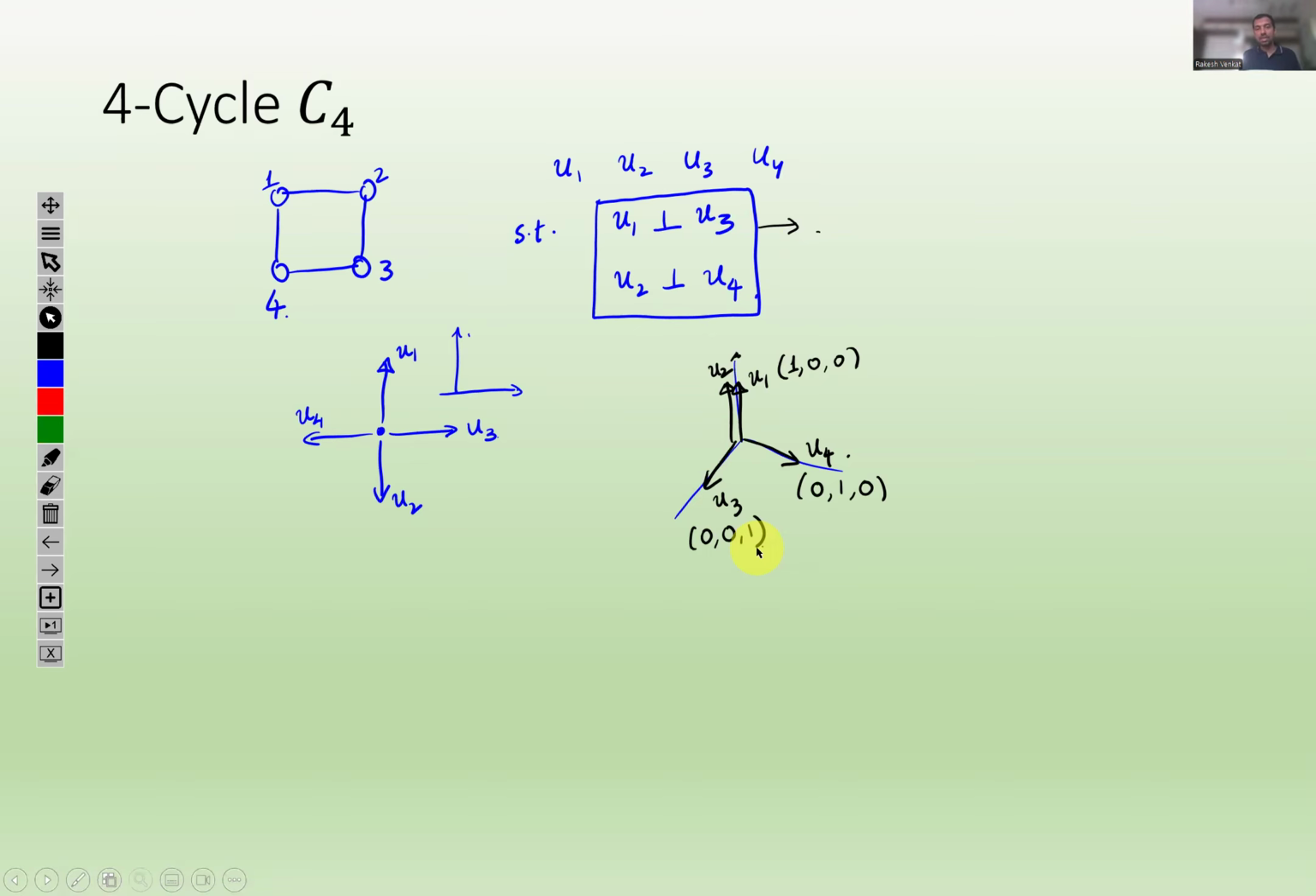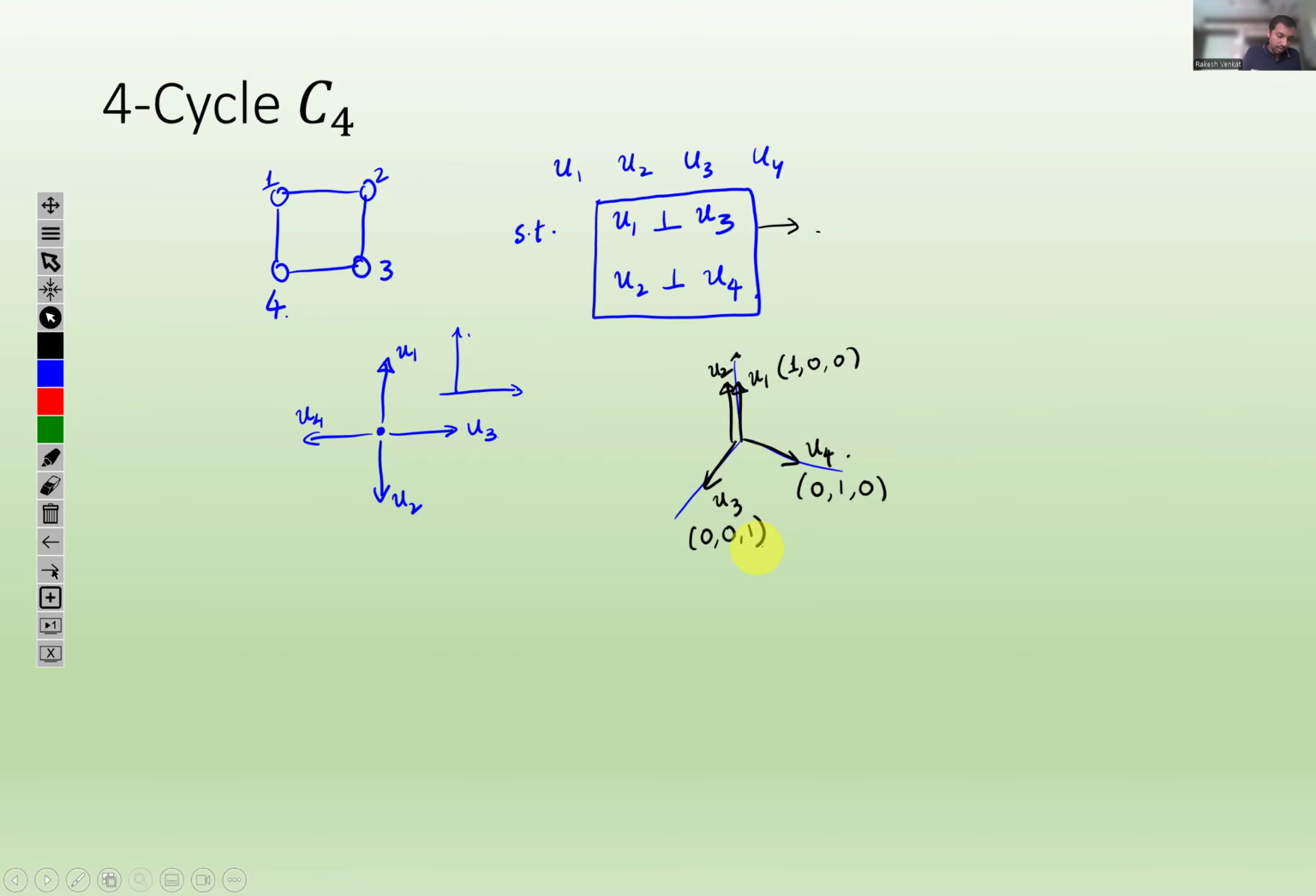So it's just the standard basis vectors that I've used. Okay, so I hope the example makes it clear what we are looking for. When you have more complicated graphs, you may have to look at more complicated ways of arranging these vectors, if you want a non-trivial representation.